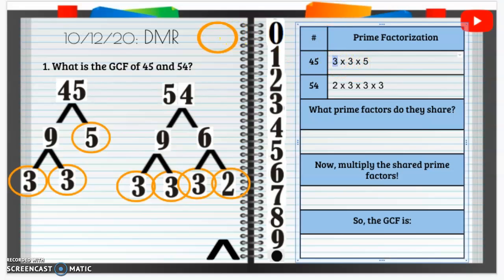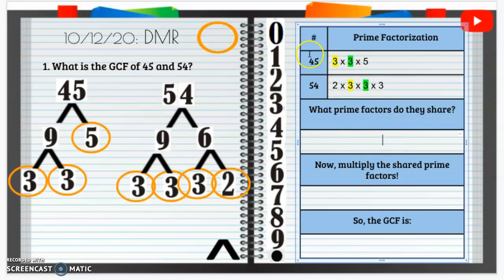They do share a 3. So I'm going to highlight that 3 and the other 3 that they share. I'm going to highlight that as well, the same color. Do they share anything else? Yeah, they share another 3. So I'm going to highlight that 3 in green. And then that's the 3 they share. Do they share another 3? No. What about a 5? No.